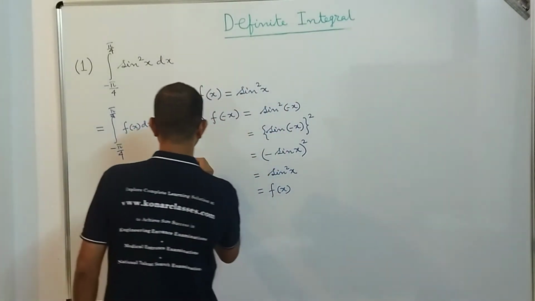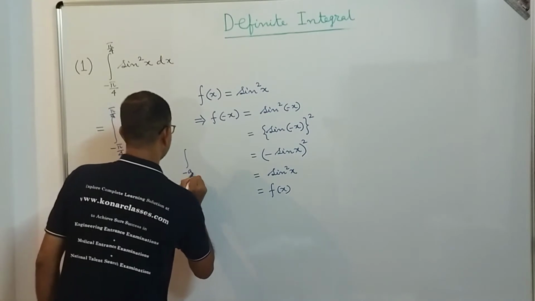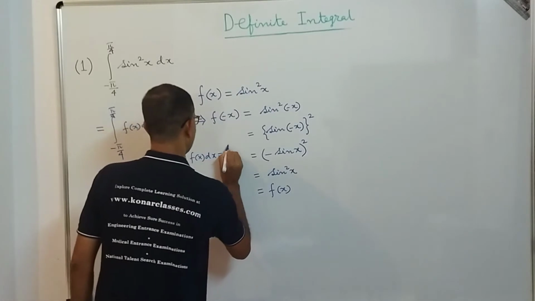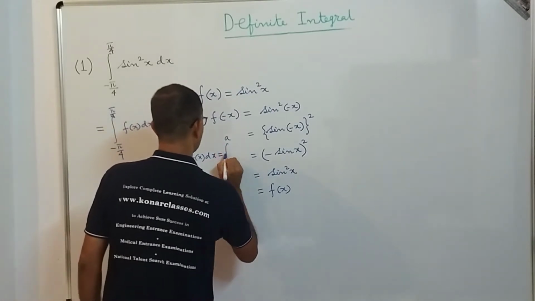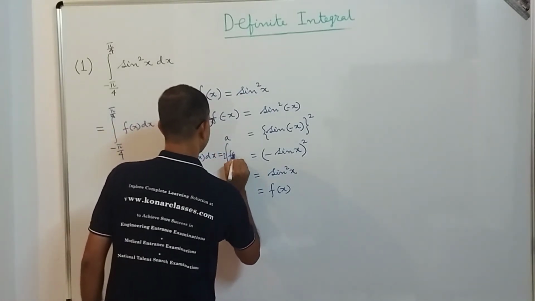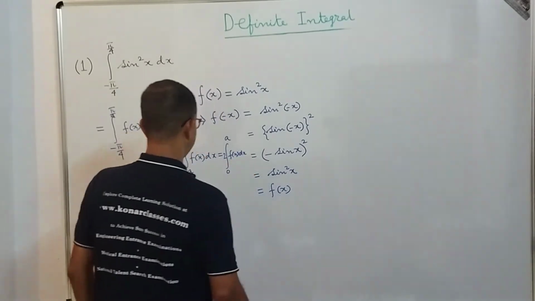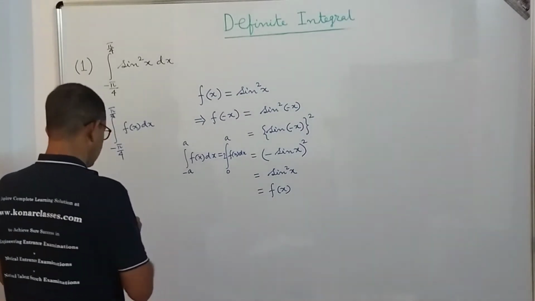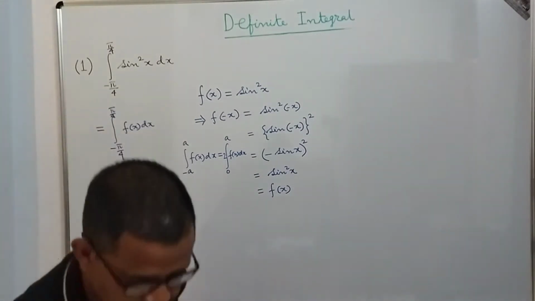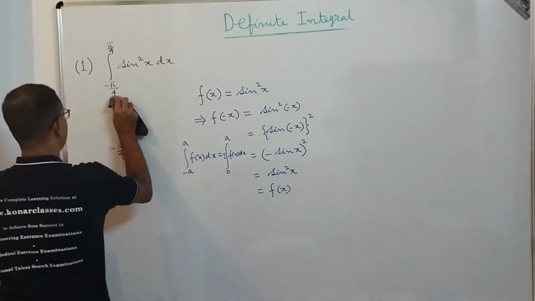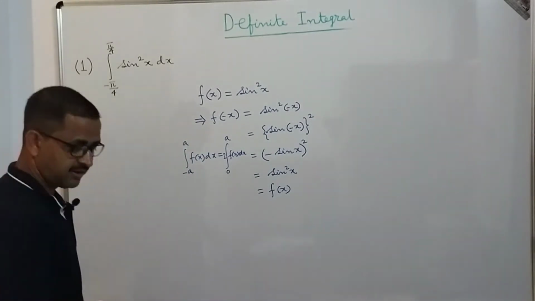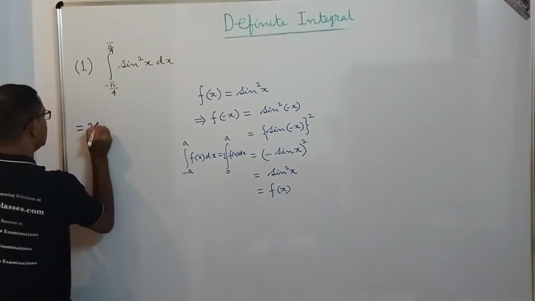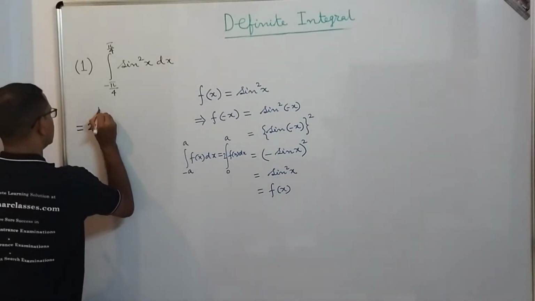And for an even function we know that the integral from minus a to a of f(x) dx is equal to 2 times the integral from 0 to a of f(x) dx. This is one property that we have learned in the last session. So from here, the integral from minus pi by 4 to pi by 4 of sine square x dx becomes 2 times the integral from 0 to pi by 4.